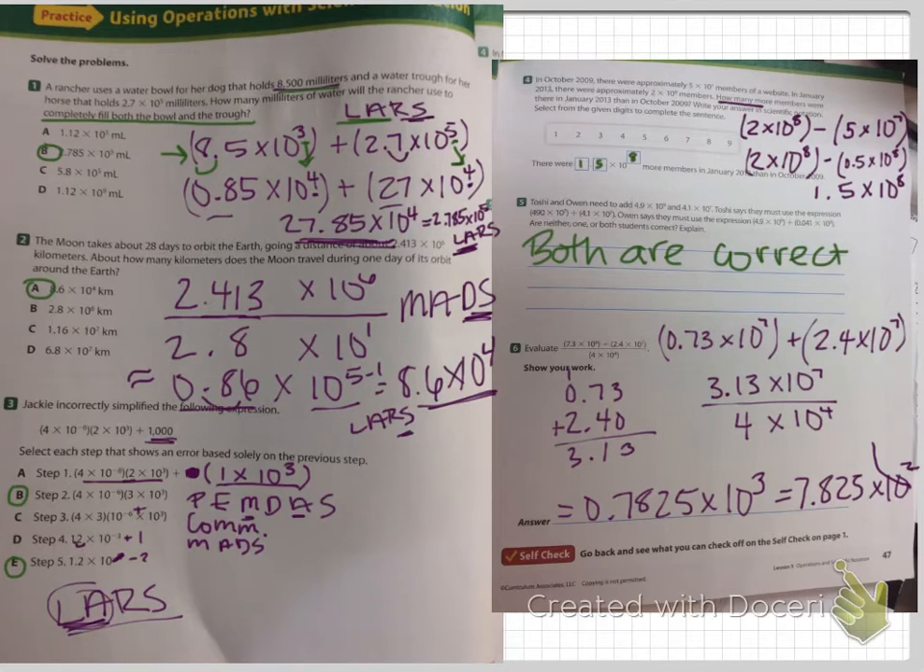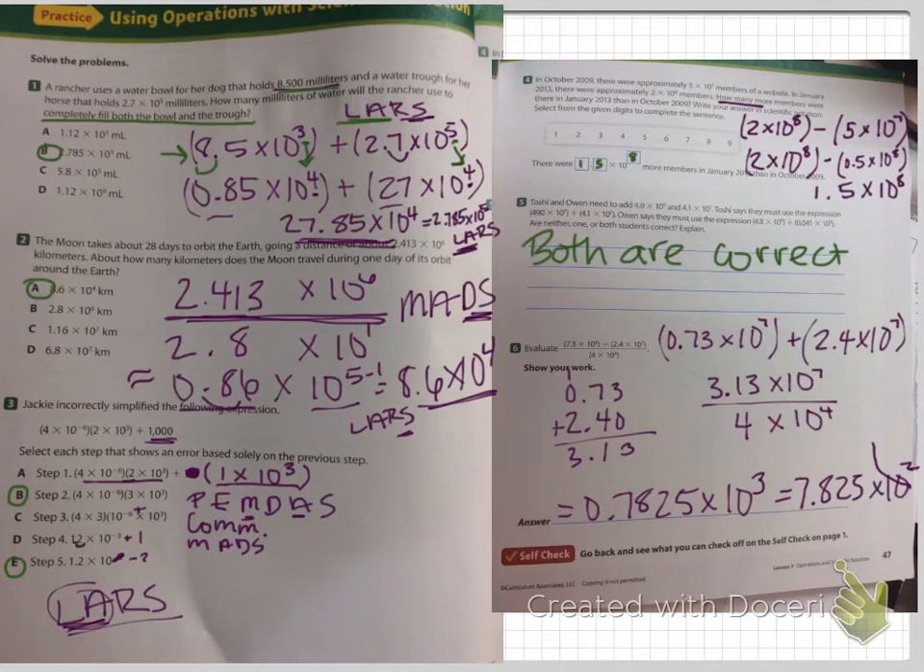Alright, so this one's saying about how many kilometers does the moon travel during one day of its orbit around the Earth? So per day. Earlier we said, and yesterday we told that per meant to divide, right? So that's why I'm dividing these two. The biggest number goes on top. Because I can look at my place values, I see that 10 to the 6 has more place values than 10 to the first power.